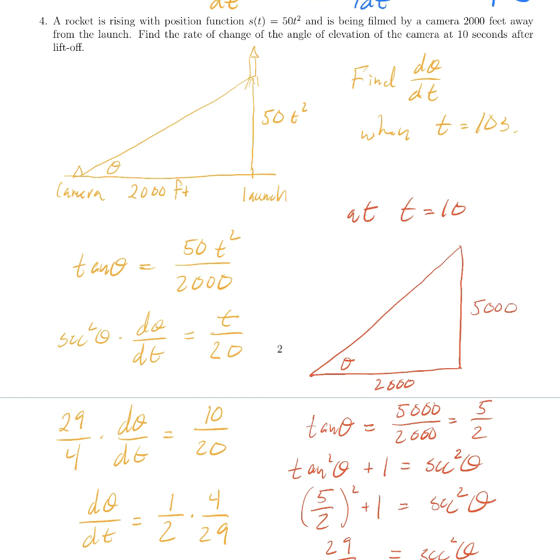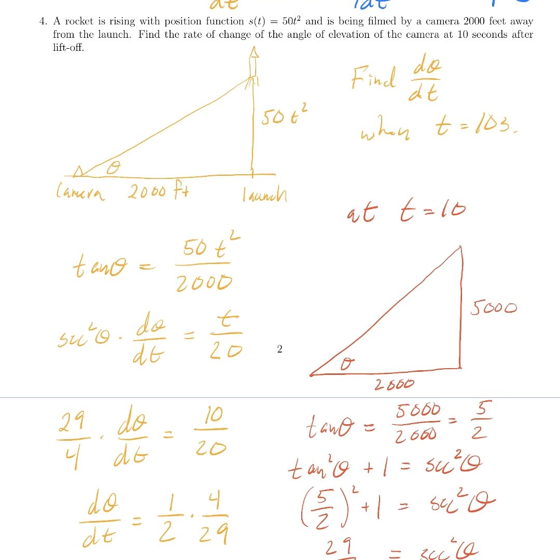A rocket is rising with position function given by s of t is 50t squared and is being filmed by a camera 2,000 feet away from the launch. Find the rate of change of the angle of elevation of the camera at 10 seconds after liftoff.